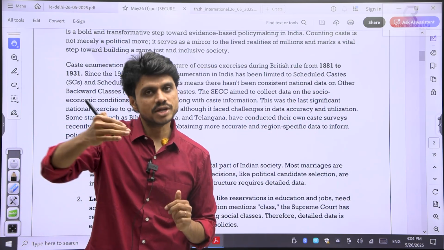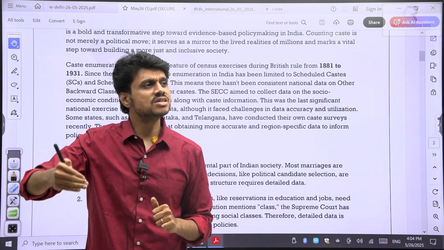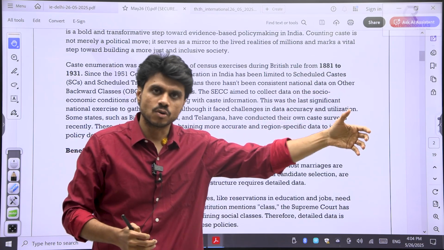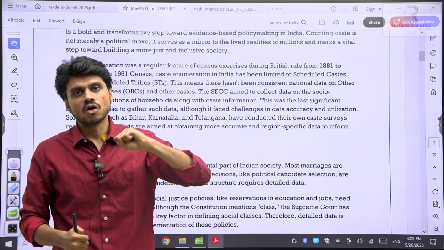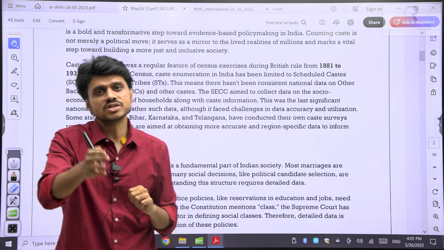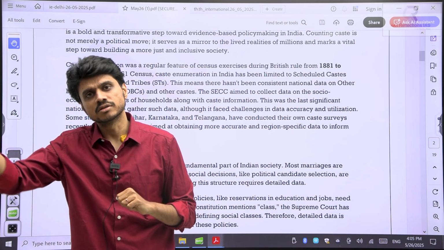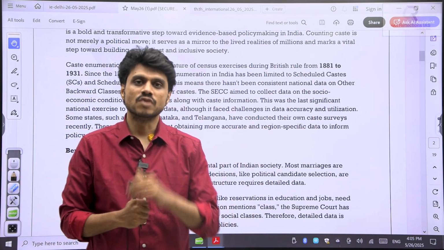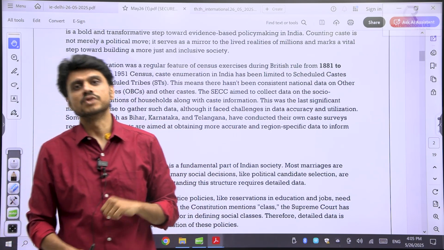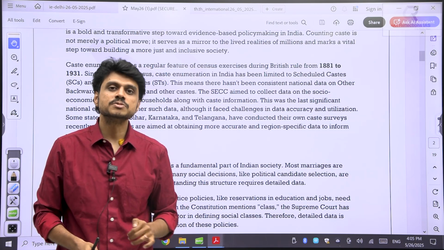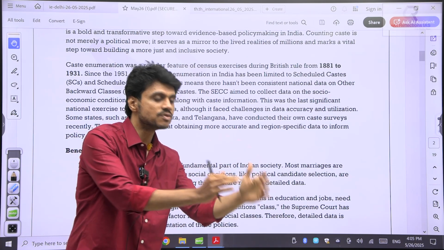So why not get the proper data, and we can see which caste is progressing on the economic or socio-economic front, and which caste is not progressing socio-economically. When we have the data, we can make policies. It is not just about reservation policy. We can also make certain other specific policies, targeting one specific community.